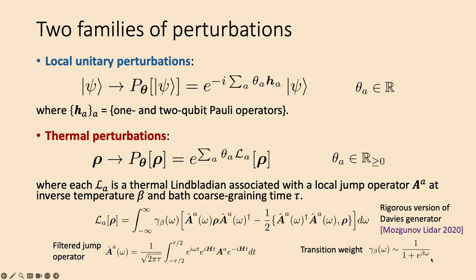For example, you can use global dynamics, where the weight is something like 1 over 1 plus e to the beta omega.